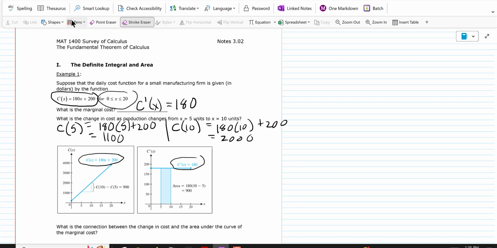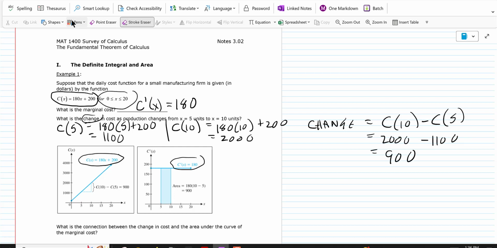Now what I'm saying is, what is the change in cost? The change is equal to C of 10 minus C of 5. C of 10 is 2,000, and C of 5 was 1,100. So what you end up getting is $900. What that's attempting to show you in this graph is this region right here. It's just the difference between these two Y values.